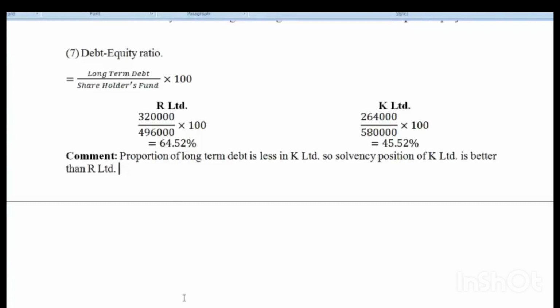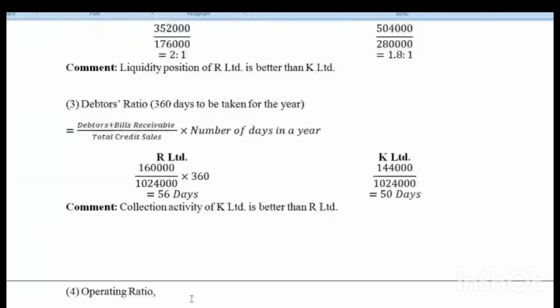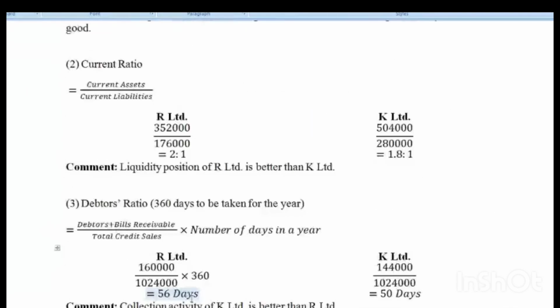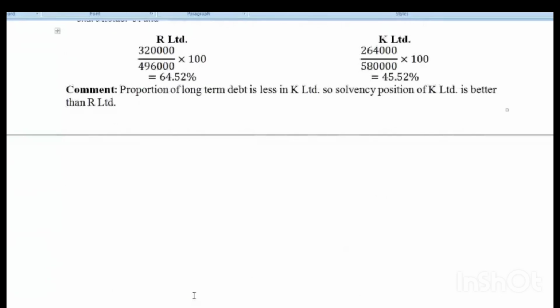Okay, so here we have calculated all the ratios and the example is almost over. So this is the method to calculate this example. Hope you understand. I hope everyone understood. If there is any query or confusion, please ask.